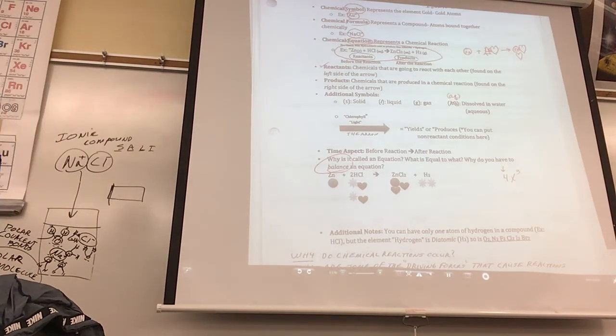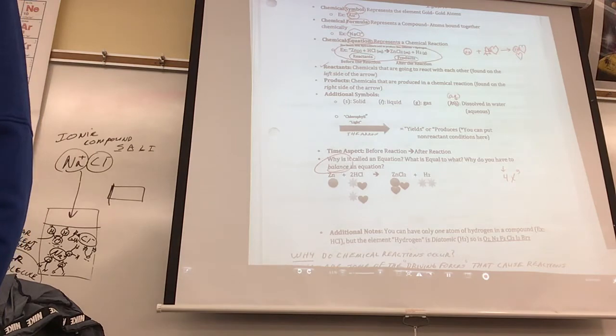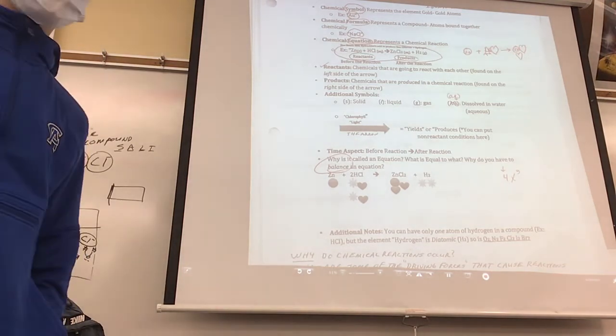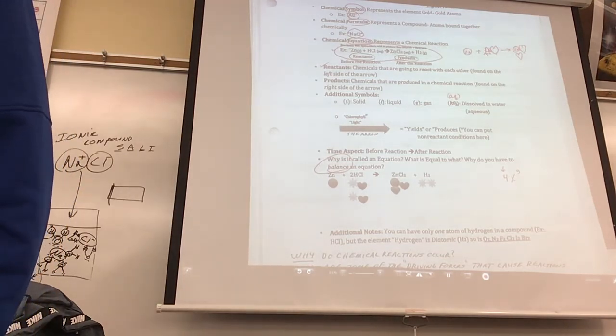What are reactants? They're chemicals that are going to react with each other. Excellent. You're doing a great job. And then the products are the chemicals that are produced in a chemical reaction. Okay. And then how about those little symbols? I'll do one more, okay?